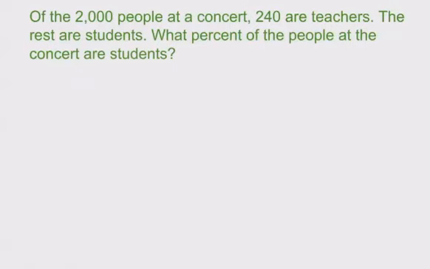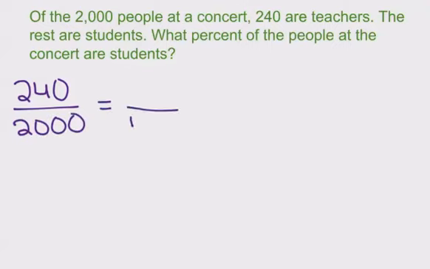In this next one, it says, of the 2,000 people at a concert, 240 are teachers. The rest are students. What percent of the people at the concert are students? So we want to write a fraction of what we know. 240 out of 2,000 people are teachers. We want our denominator to equal 100 since percents are always out of 100. You could divide the denominator by 20 to get 100. Whatever you do to the denominator, you also have to do to the numerator.